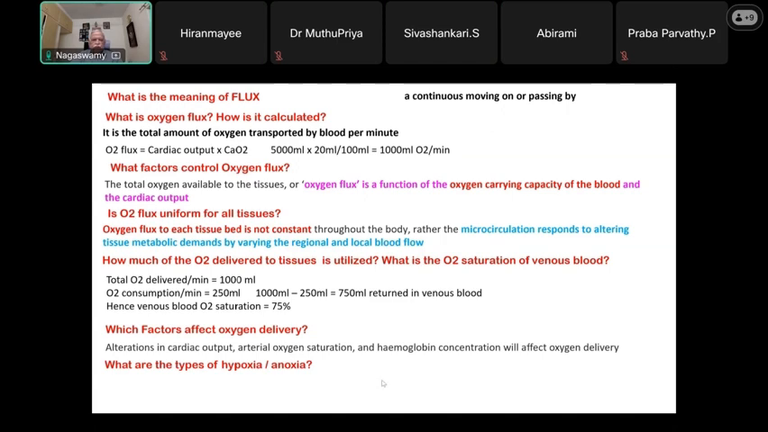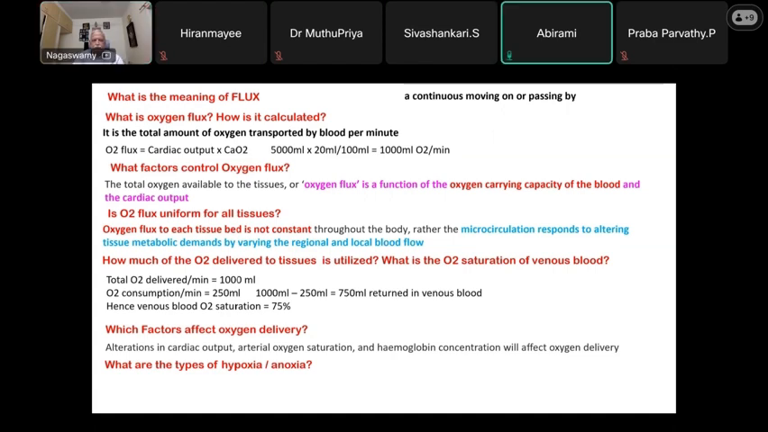What are the types of hypoxia or anoxia? If oxygen is not delivered properly, you call that condition hypoxia or anoxia. So what are the types of hypoxia or anoxia? Four types are there. Very good. Four types. What are they?